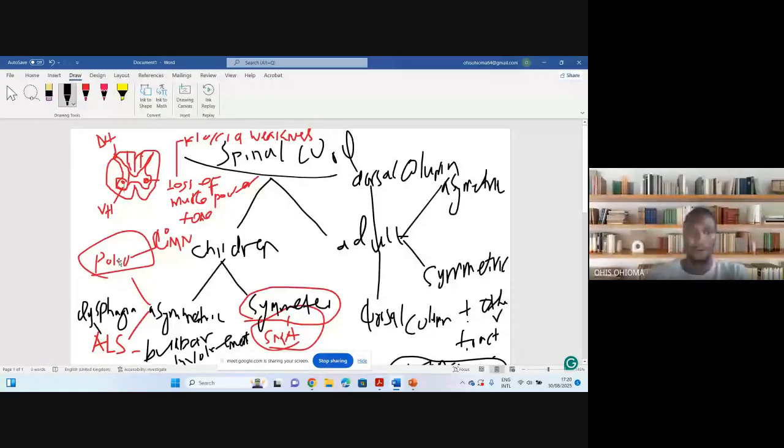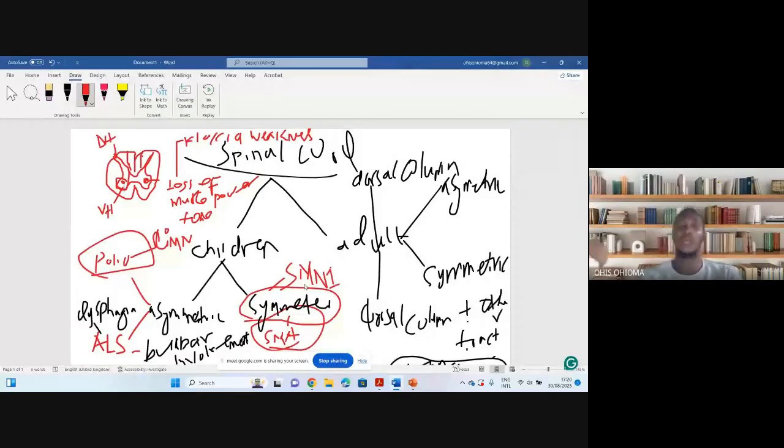For spinal muscular atrophy, this is more of a genetic cause. What basically happened is that there's a gene known as SMN, which stands for survival of motor neuron. I think that's just a funny way to remember it, right?